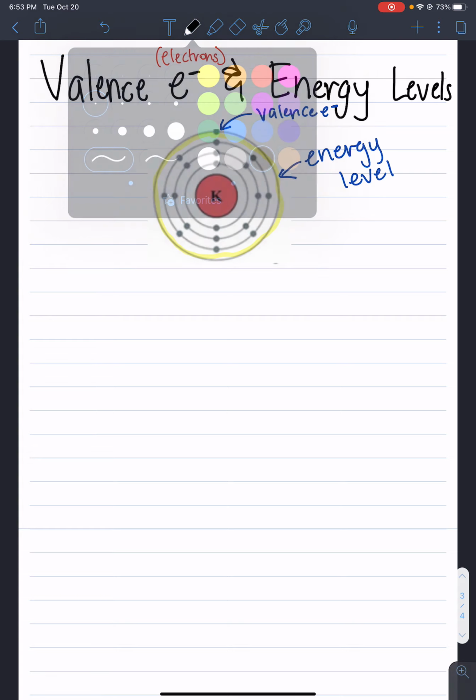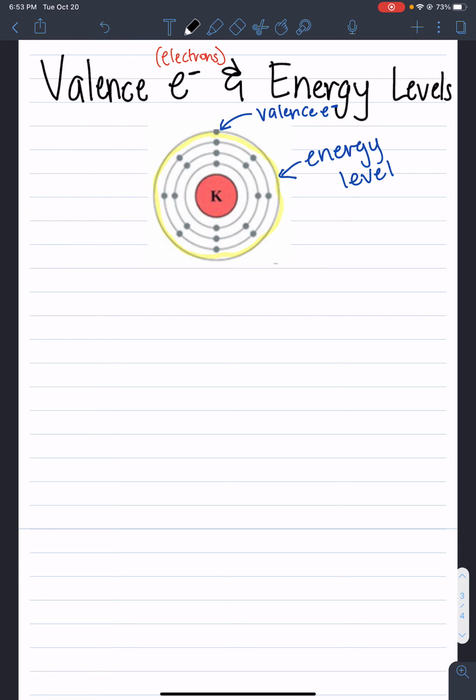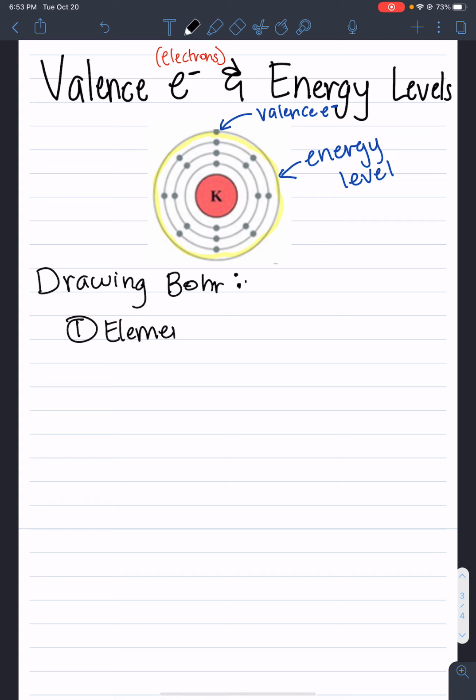So there's a few steps that we're going to need to follow. So step one for drawing Bohr models. Okay, step one. Our first step is we're going to put the element in the middle. So you'll notice that above here, we put K right in the middle. So K is an element on our periodic table. It's in group 1 if you want to find it.